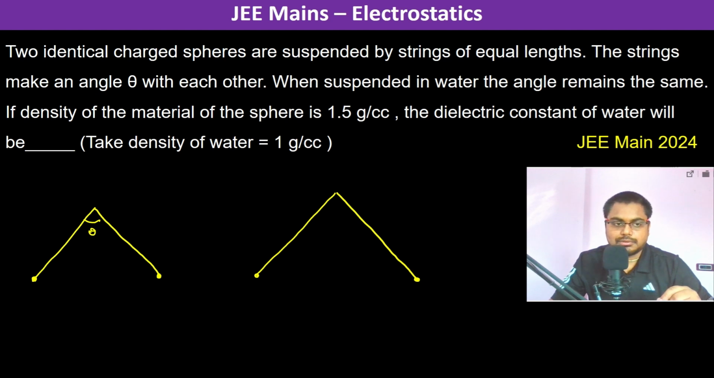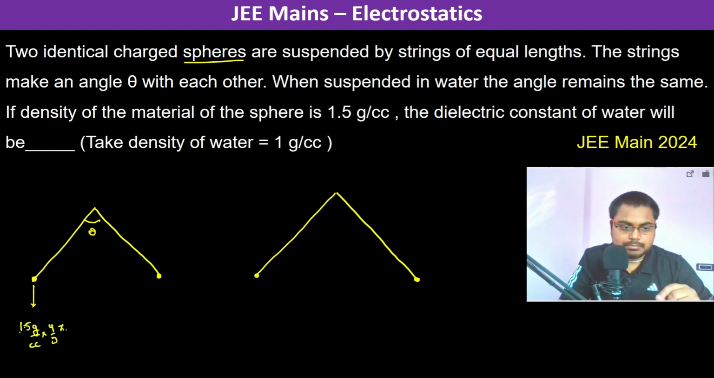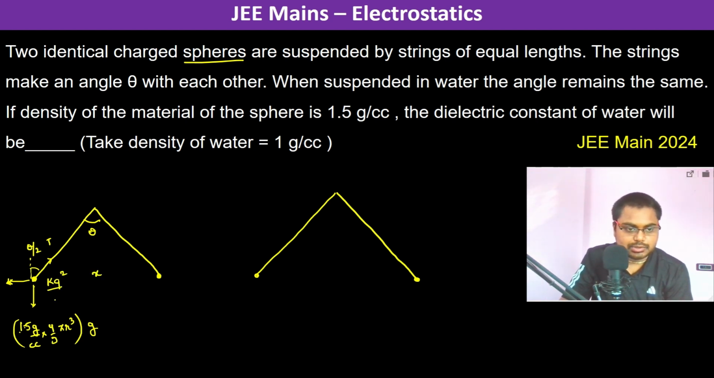The dielectric constant of the water will be, so here this is going to be mg, and it's a sphere, so mg is rho, which is 1.5 gram per cubic centimeter, into 4 by 3 pi r cube into g, and this was tension T. Now this is theta, so this is going to be theta by 2, and this is the force, so the force is going to be K into Q square divided by x square, if this is x.